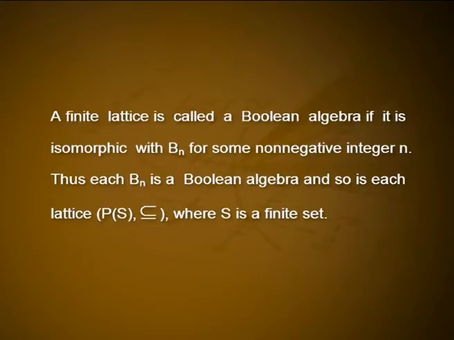Now, let us define Boolean algebra. A finite lattice is called a Boolean algebra if it is isomorphic with Bn for some non-negative integer n. Thus, each Bn is a Boolean algebra and so is each lattice P of S with set containment, where S is a finite set.